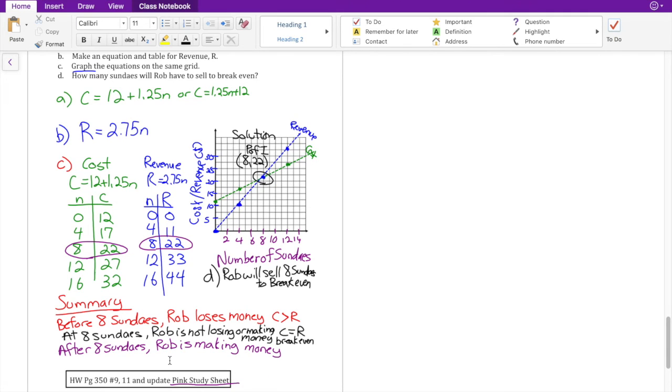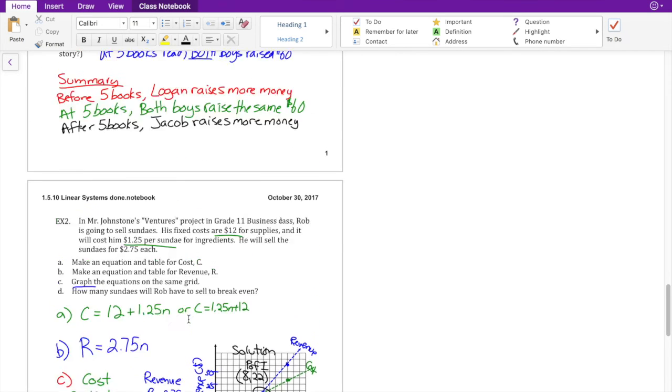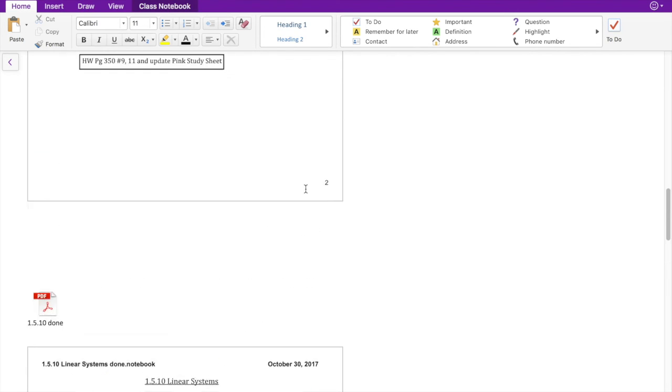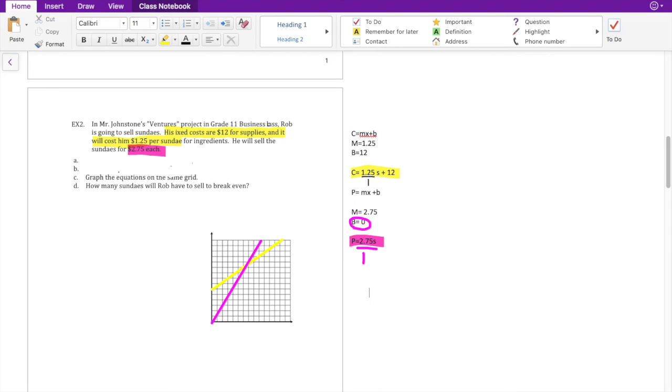So for today, you have this homework here at the bottom of this page, plus the handout I gave you. And we are going to have our test on Friday since we're going to be missing students on field trips. Okay? Have a good day, and I'll see you tomorrow.